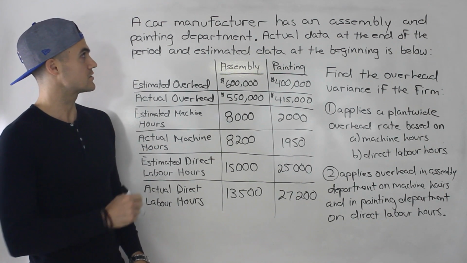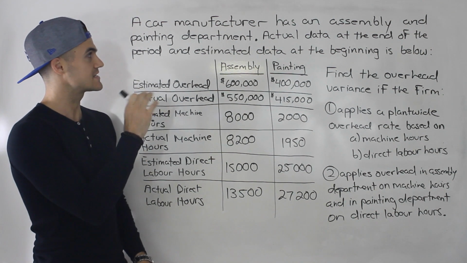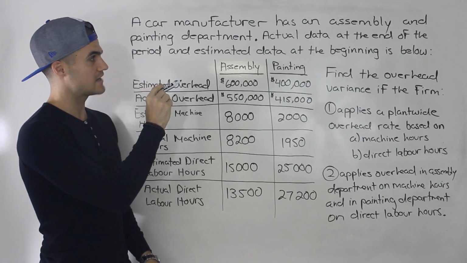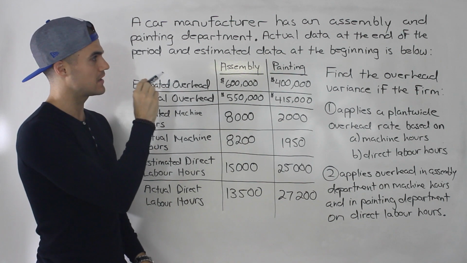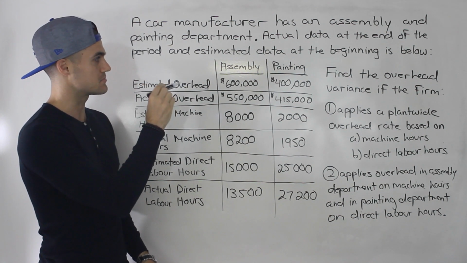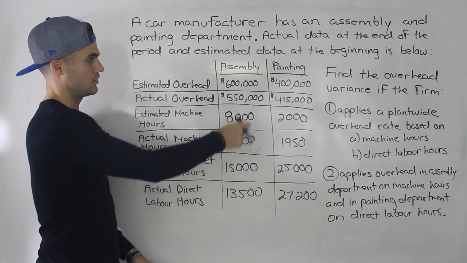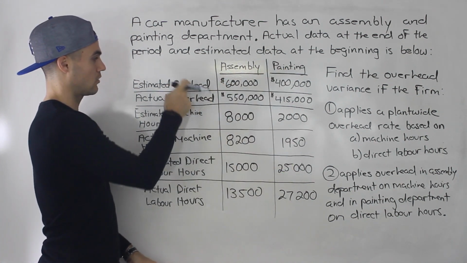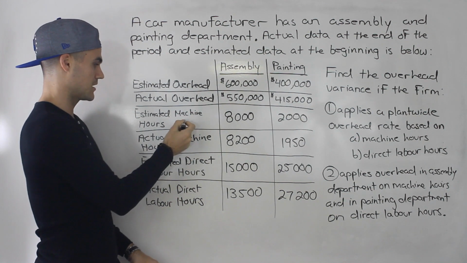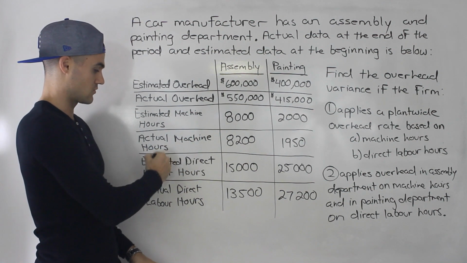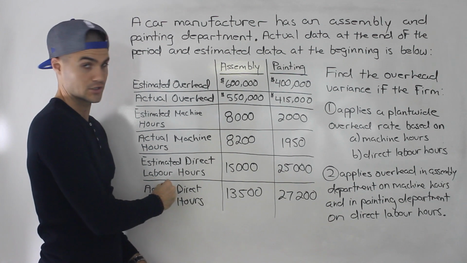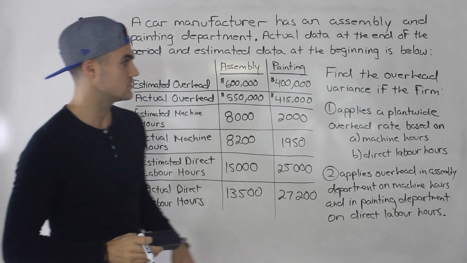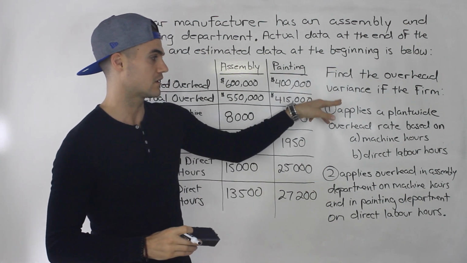So let's see what's going on here. We have a car manufacturer that has an assembly and a painting department. Actual data at the end of the period and estimated data at the beginning is below over here. Notice that it's split up into the assembly department and painting department. We've got estimated overhead, actual overhead, estimated machine hours, actual machine hours, estimated direct labor hours, and then actual direct labor hours.